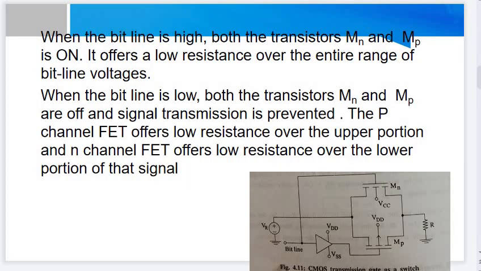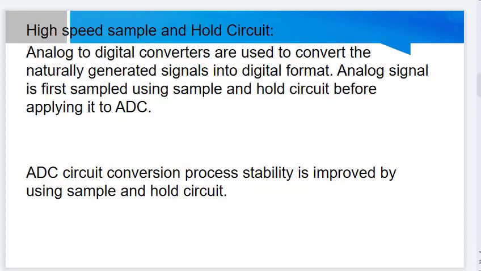When the bit line is high, both the transistors Mn and Mp are on. It offers a low resistance over the entire range of bit line voltage. When the bit line is low, both transistors Mn and Mp are off and the signal transmission is prevented. The P-channel FET offers a low resistance over the upper portion and the N-channel offers a low resistance over the lower portion of that signal.